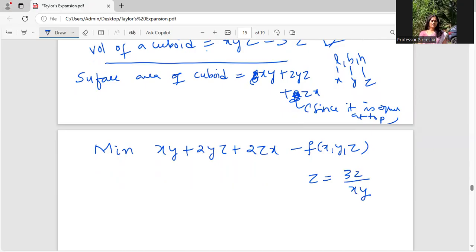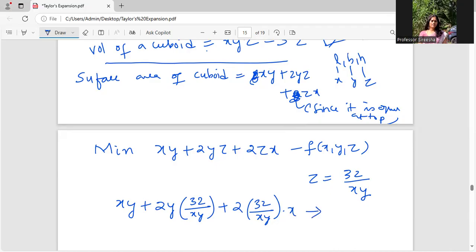Or anything you can take. x is equal to 32 by zy, or y is equal to 32 by zx, you can take also. Okay. So xy plus 2yz, in place of z I'll be writing 32 by xy, plus 2 into 32 by xy into x is what I will take. Now this is transformed to a function in 2 variables. Now I can go with the procedure.